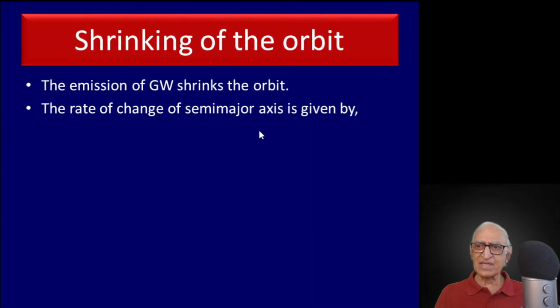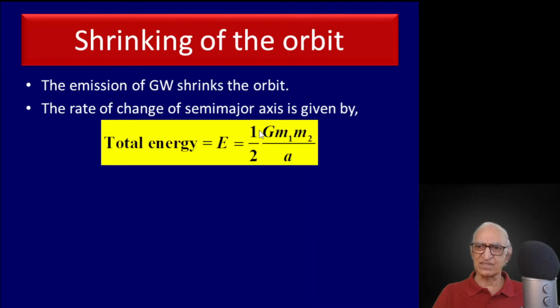The rate of change of semi-major axis is given by the total energy, which is 1/2 G m1 m2 by the semi-major axis. Remember, this comes from the virial theorem. If you recall from our first lecture, the total energy is 1/2 of the gravitational potential energy. The gravitational potential energy is G m1 m2 divided by r.